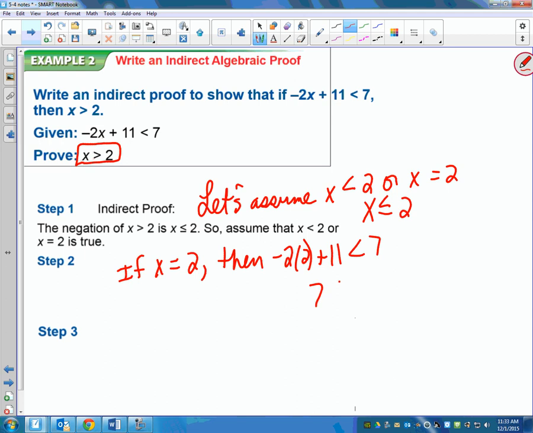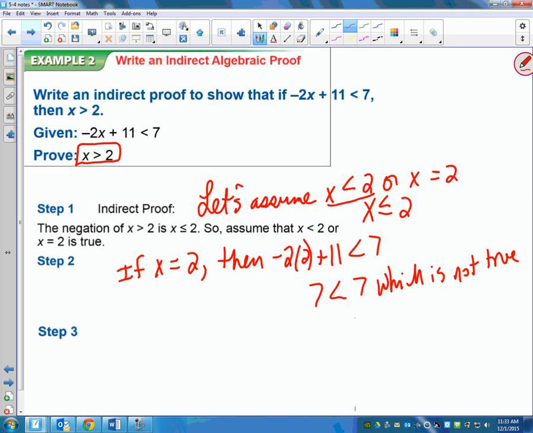And I get 7 is less than 7. You agree with that? Which is not true. 7 is not less than 7, right? So we just proved that it doesn't equal 2, but we also have to exclude when x is less than 2. So how can we prove that it doesn't work when x is less than 2?